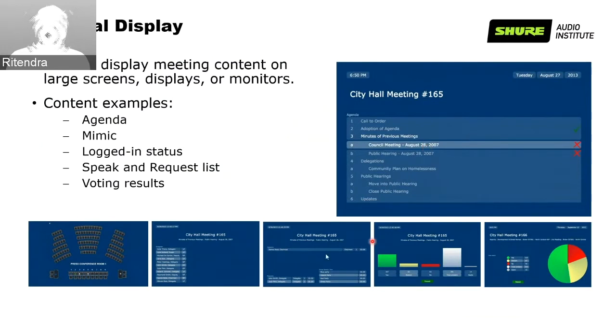So with the help of the software, which can offer an external display, you can show the room mimic, you can show the agenda, you can show the voting, you can show the voting result. So those things basically help to have an effective meeting in this kind of environment. Yeah, so having an external display to show this will make more sense.